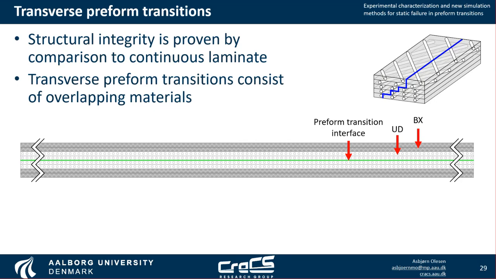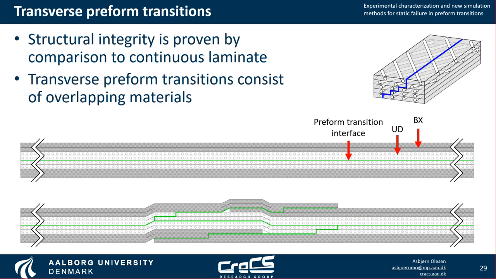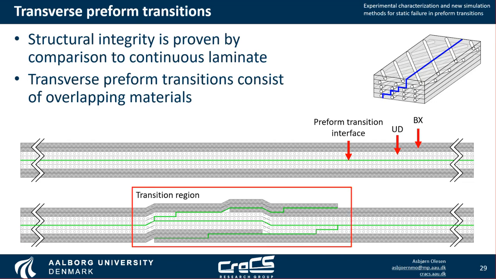When we then compare it to how the transition actually looks, we have this quite more complex shape or geometry, where in the transition region, we have overlapping materials and ply drops terminations. And also a fact that must be noticed is that we have a little bit of additional thickness of the biaxial layers due to this overlapping.